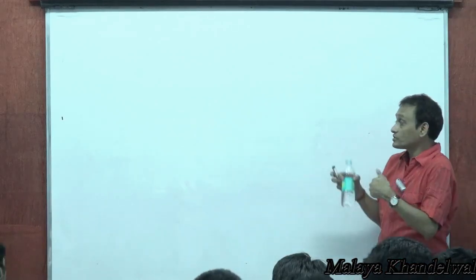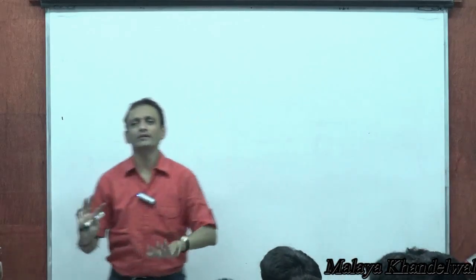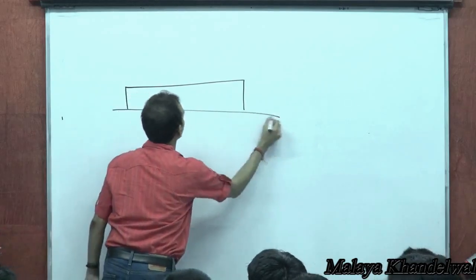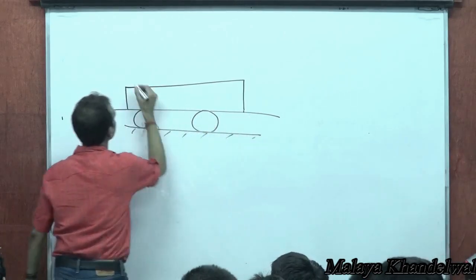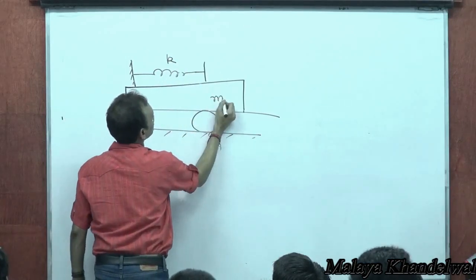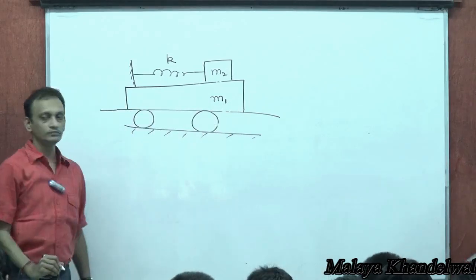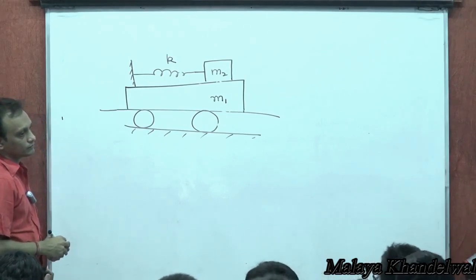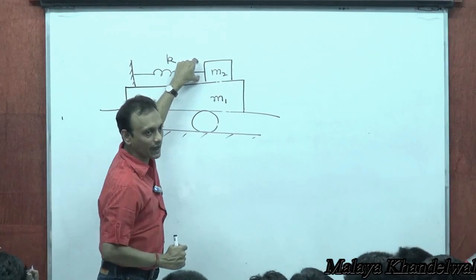Now, to just tell you some relevant variations around these two block systems. One very common variation for this two block system is this case of a truck. Let's say truck of mass M1, mass M2. And I compress the spring a little bit. I push this mass so that either the spring gets compressed or elongated.